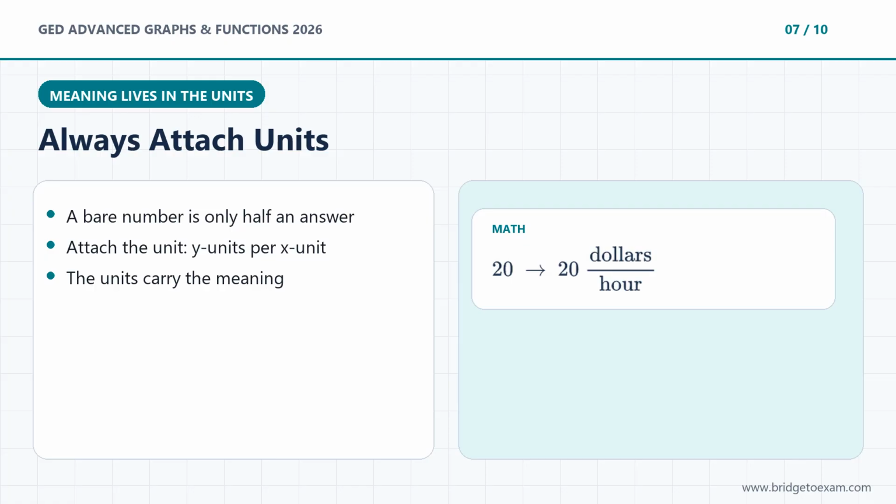Here's a habit that earns points. A slope without units is only half an answer. Just 20 could mean anything, but $20 per hour is a complete, meaningful answer. So once you compute the number, always attach the unit as y units per x unit. The units are where the meaning lives.